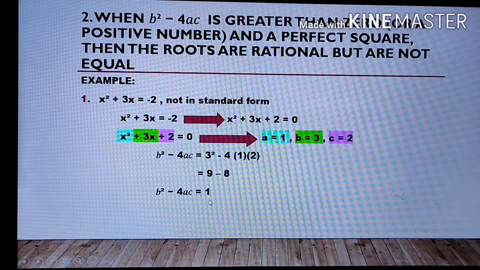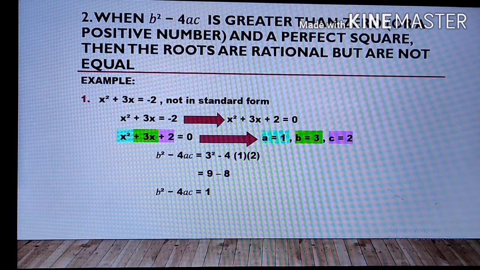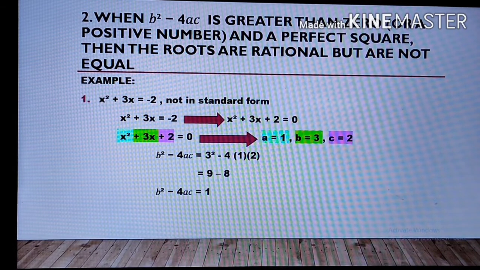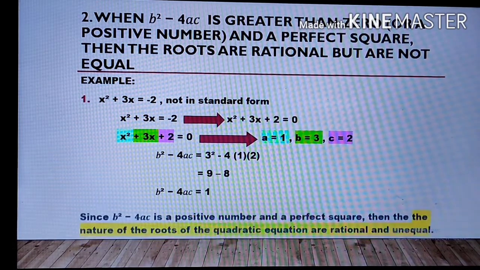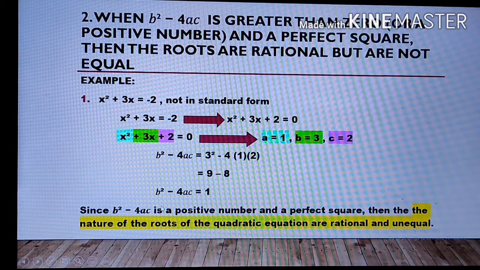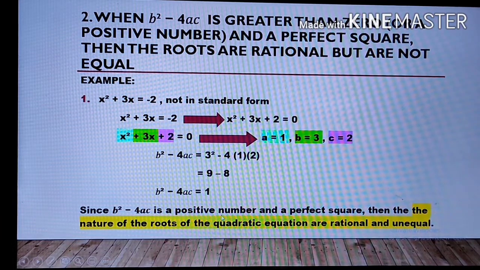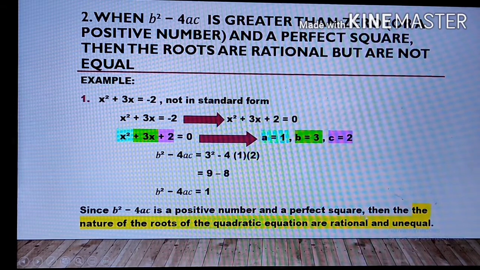So, if kukunan natin ng square root ang 1, square root of 1 is equal to 1. So, whole number. Ibig sabihin, perfect square siya. Therefore, since b squared minus 4ac is a positive number and a perfect square, then the nature of the roots of the quadratic equation are rational and unequal.